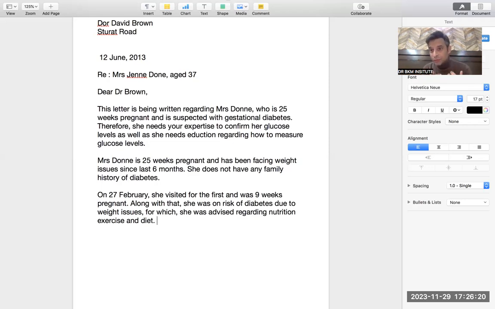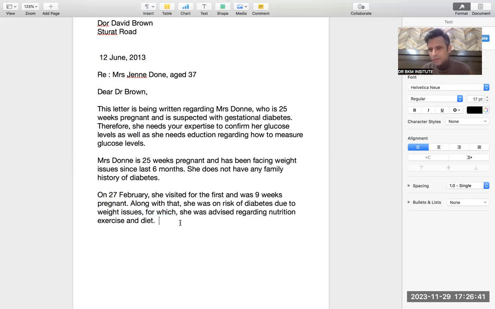I would like to reduce it even more, but I wanted to teach you the connectors. Along with that, if you use the "and, otherwise, along with that, she was having this, for which", commas on both sides, for which she was advised. Very easy, very nice. These are the main connectors of OET.